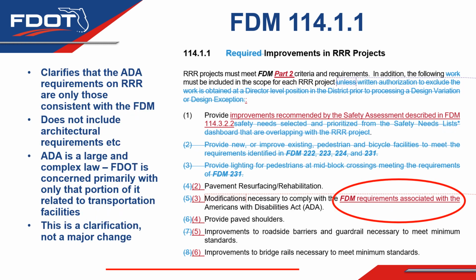The last modification that was made to this section is relatively minor. What it's doing is clarifying that when we tell you that you have to meet an ADA requirement on a project, we're talking specifically about the FDM related ADA requirements. The Americans with Disabilities Act is a large and very complex law. It deals with all kinds of things beyond just transportation. A lot of it deals with architectural requirements and things like this that we don't even get into at FDOT and in the FDM.